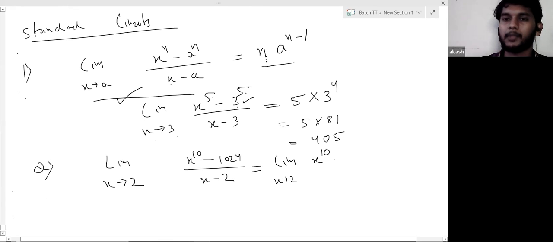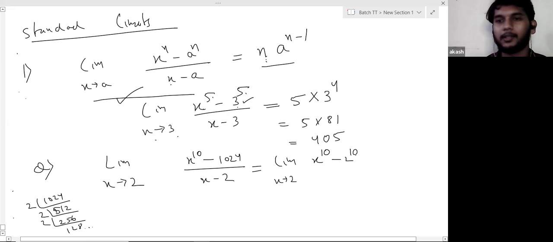All right. So limit x tending to 2, x raised to the power 10 minus 1024. If you write the factors of 2, like 1024, in the form of 2, this will be 512, 256, 128, and so on. You will get 2 raised to the power 10. You can trust me on this. Keep doing the factors.